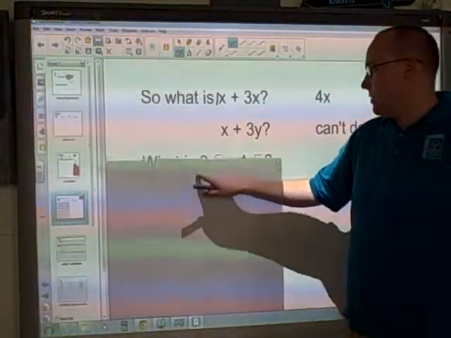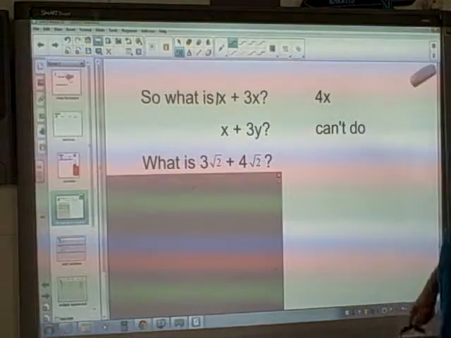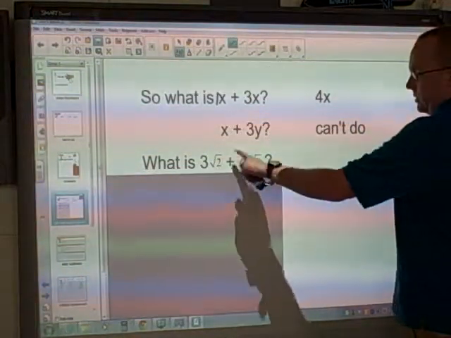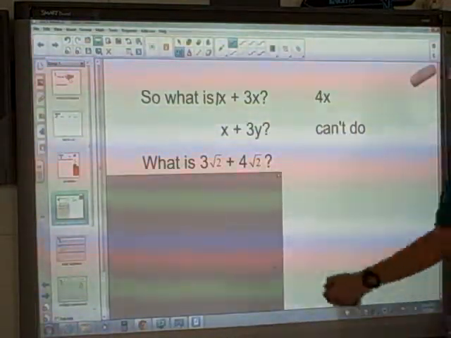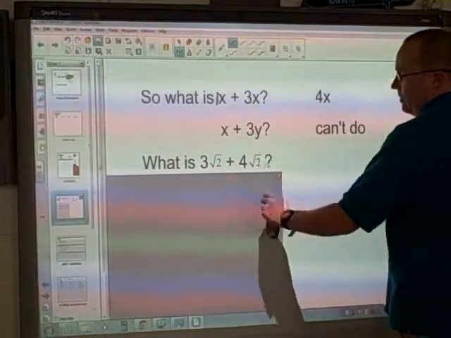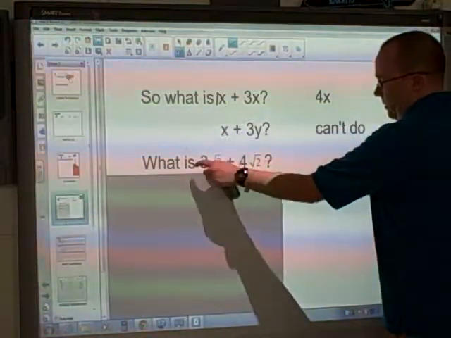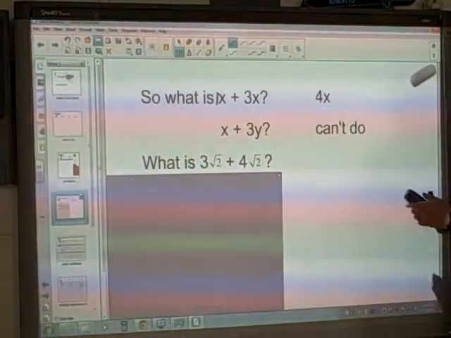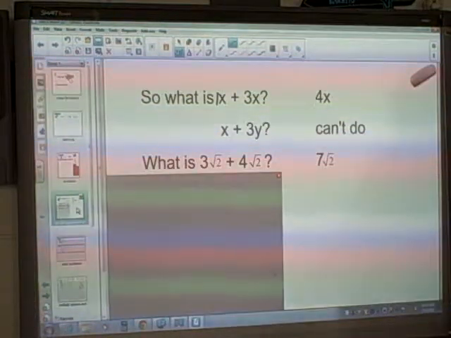Now, if we extend this to radicals, notice these are like terms. This is radical 2, this is also radical 2. So this is almost like 3x plus 4x. How many radical 2's do we have? 3 plus 4 is 7, so our answer is 7 radical 2.